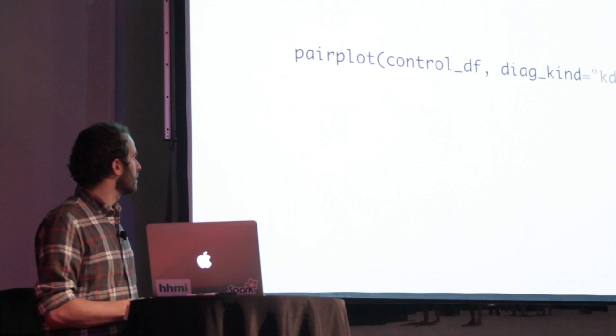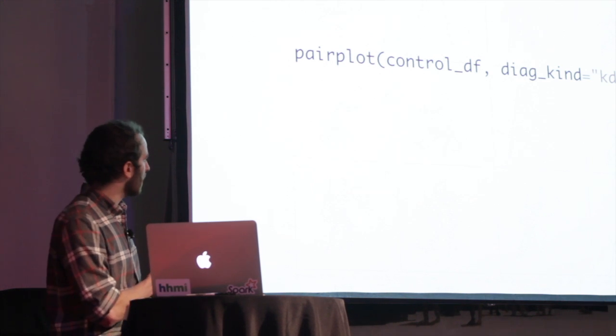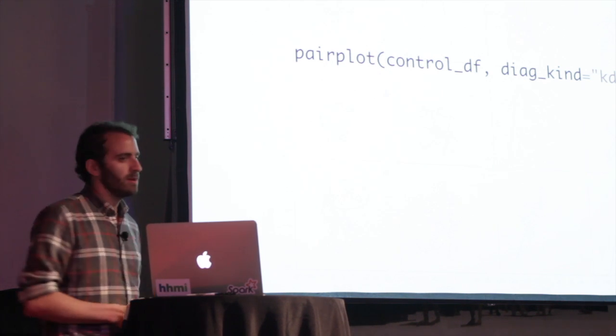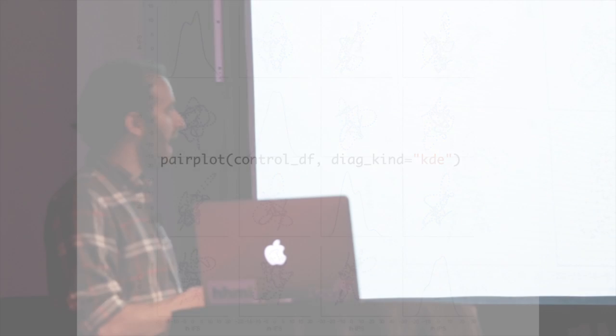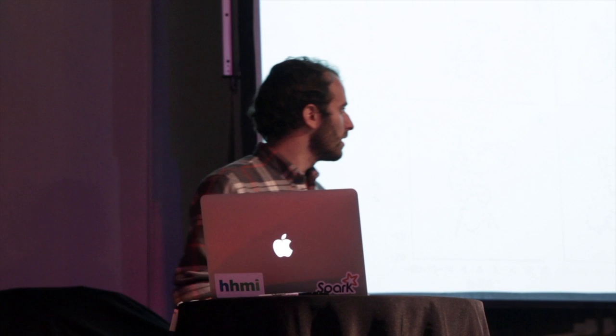How do you make this? Pretty simply, this is called a pair plot. You just pass in a data frame. By default it extracts any of the numeric columns and then shows all of the pairwise relationships as a scatter plot. And here I'm just saying on the diagonal, instead of showing me a histogram, show me a kernel density estimate, a non-parametric estimate of what the distribution looks like.